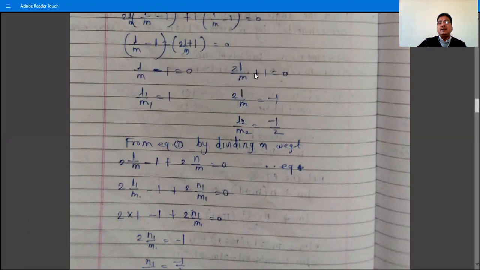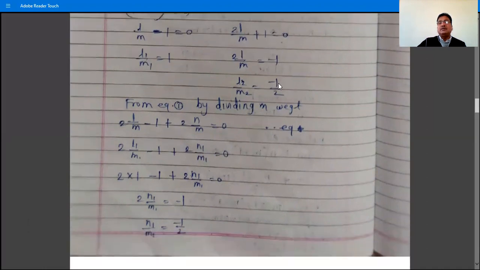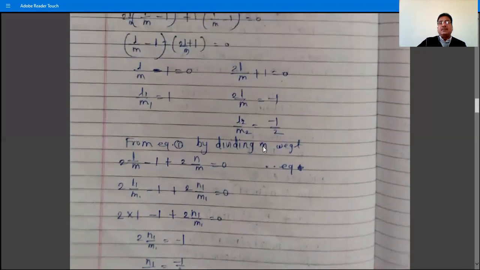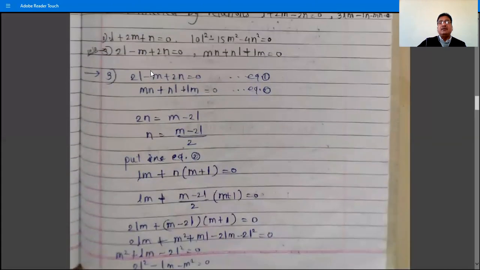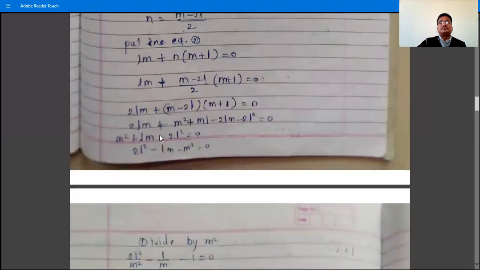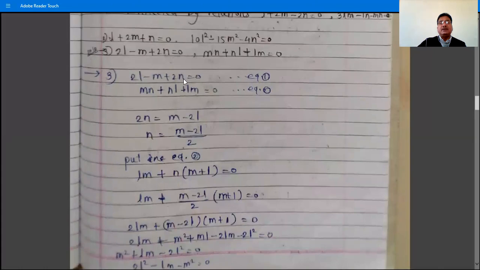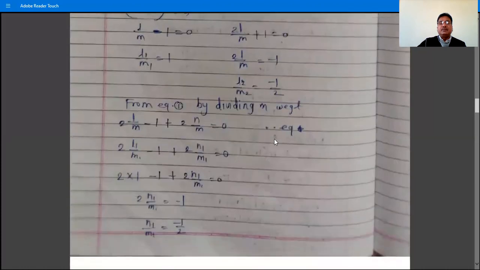From this we have l by m as minus 1 half, and from this we have l by m as 1. So we write l1 by m1 as 1 and l2 by m2 as minus half. Okay. So from equation 1, by dividing by m we get: divide this equation 1 by m. So what do we have? 2l by m minus 1 by dividing by m, and plus 2n by m. We have this equation.